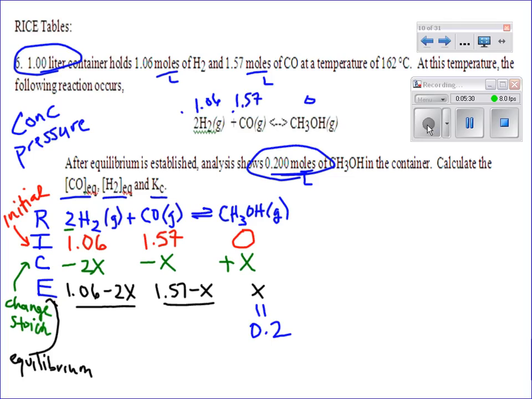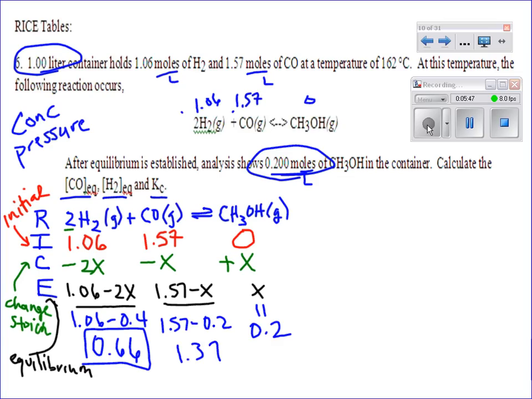So I get 1.06 minus 0.4, and that comes out to be 0.66 here. So that's my equilibrium concentration of hydrogen gas. And then I'm going to plug in the 0.2, 1.57 minus 0.2 here, and I get 1.37 as this concentration, and we know this one, they told us. So there's our three concentrations. I've done part of the work.